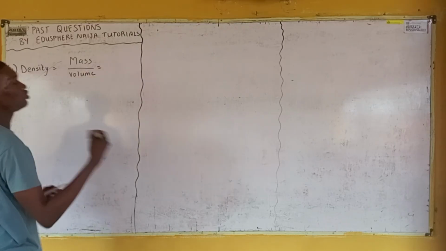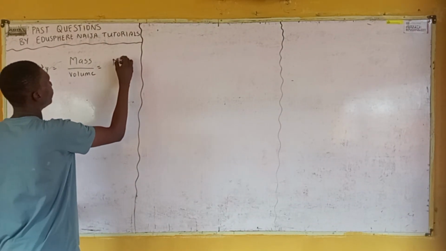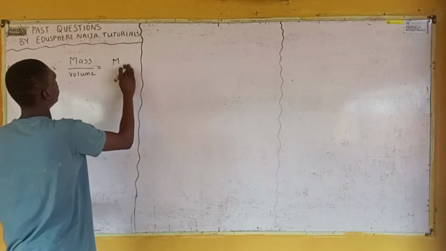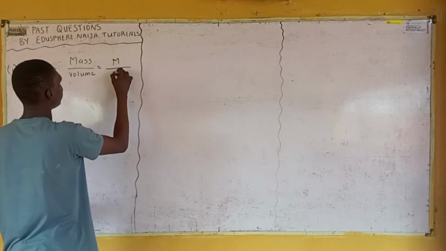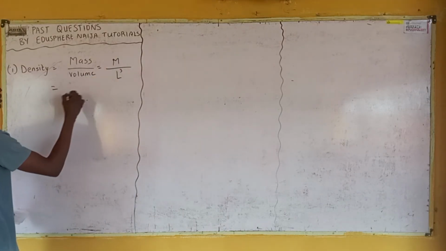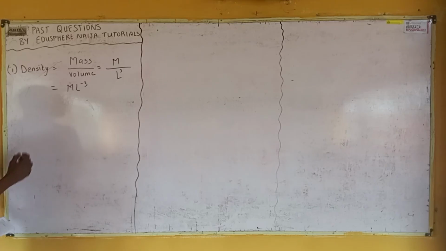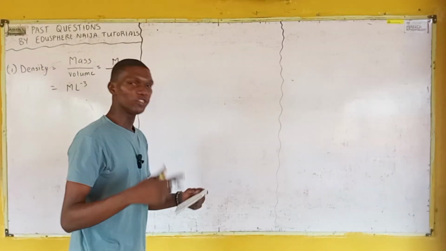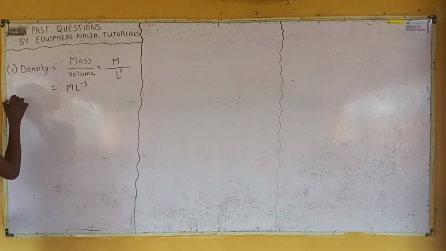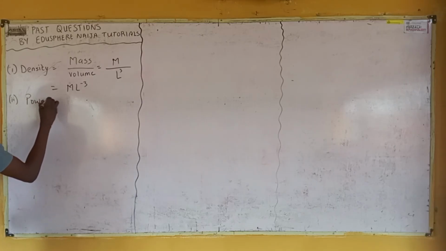So the next thing is that you should relate it to the MLT system. We know our mass is M, then our volume is L raised to power 3. So from our idea of mathematics, we can then write this as M L raised to power minus 3. The next one I have with me is power. So do the same thing for this.